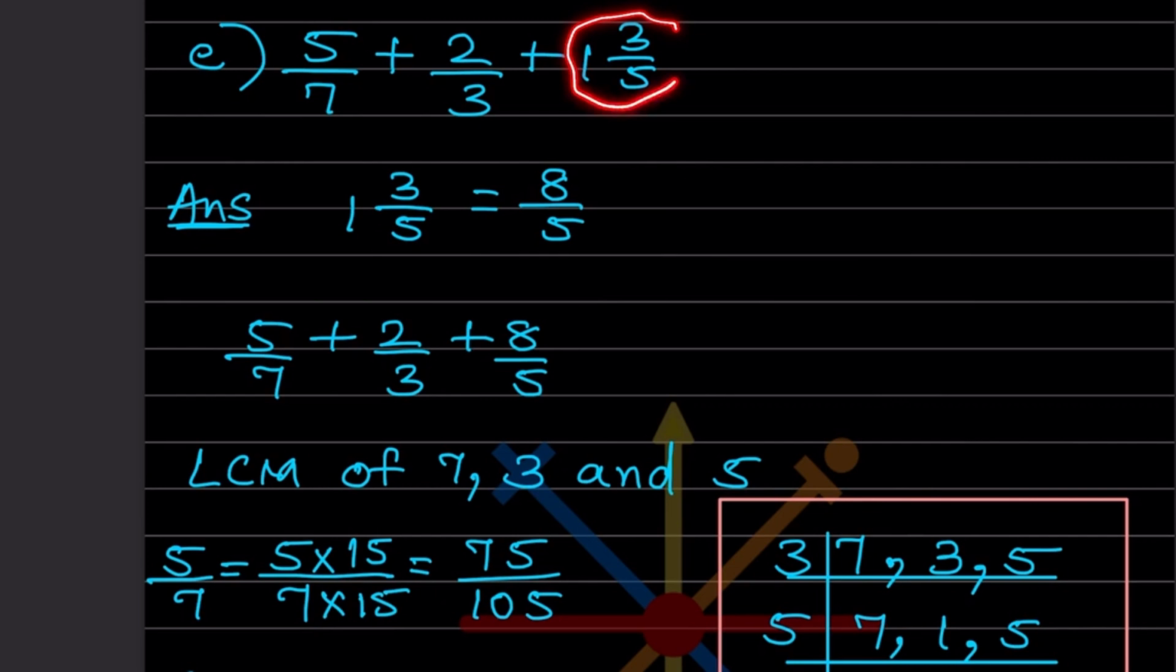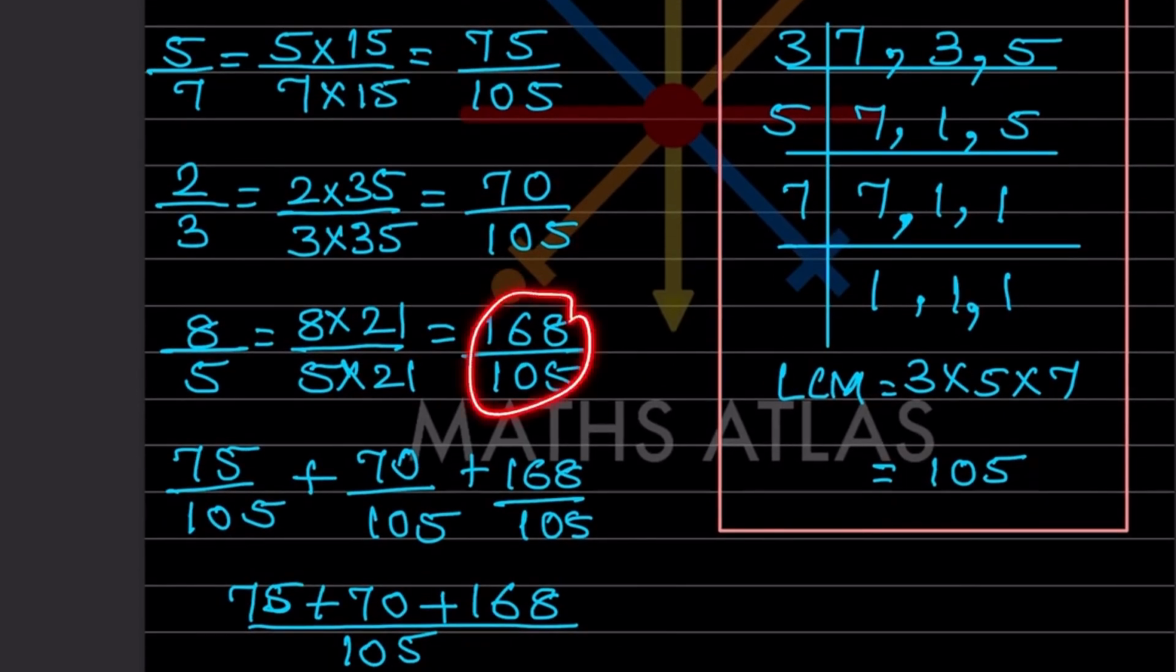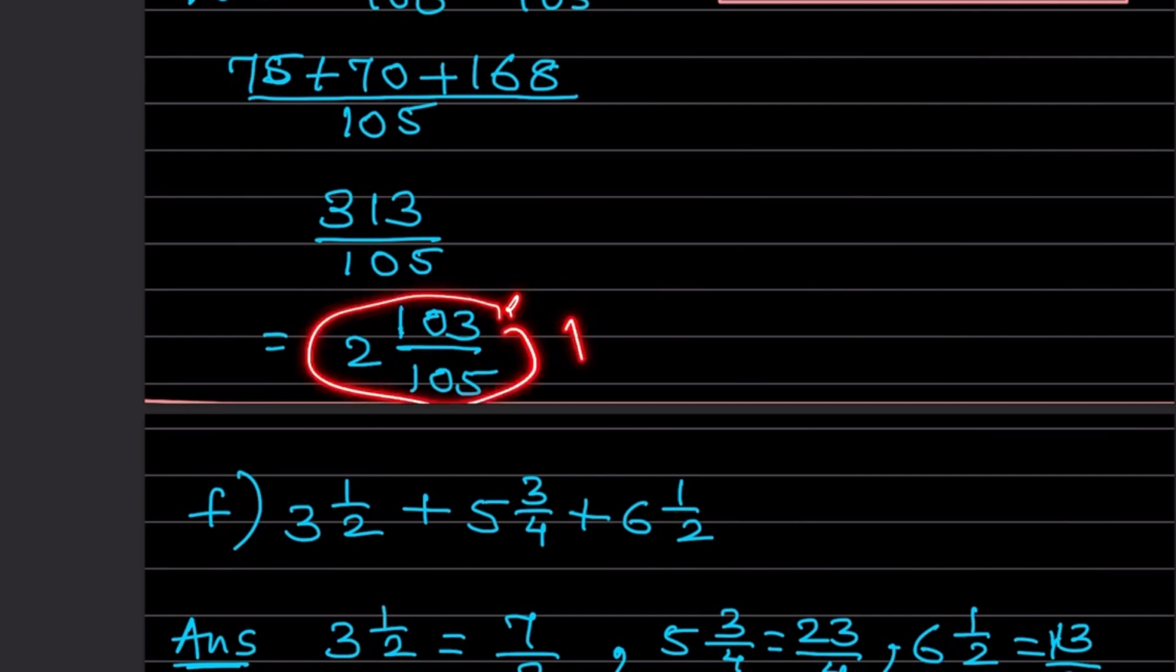Same over here. This you have to make into an improper fraction. These both remain the same, but now you can see the denominators are different. Take the LCM and make them the same, and then later on add. Just look at the steps. So this is the final answer.